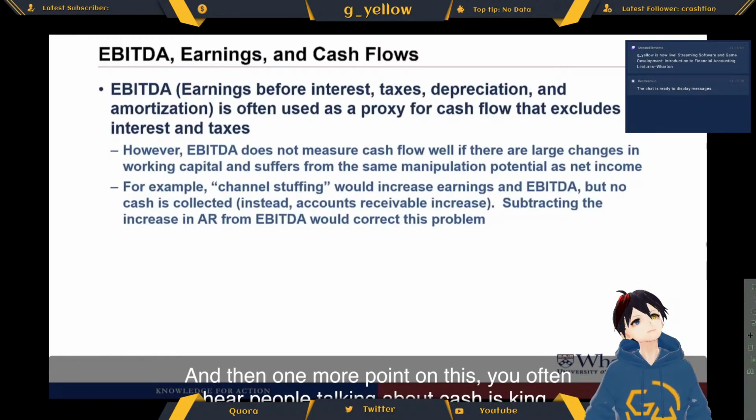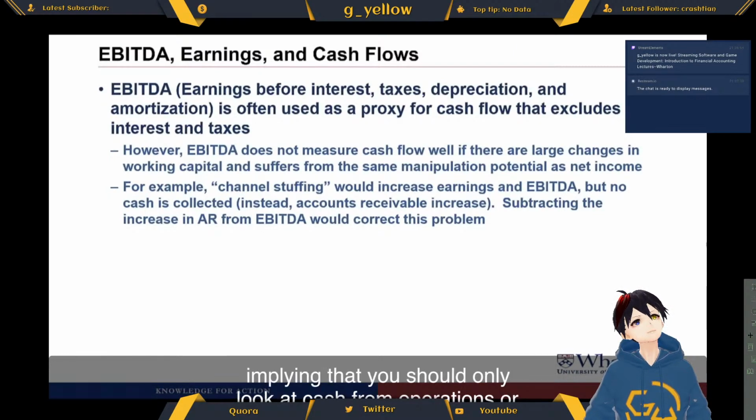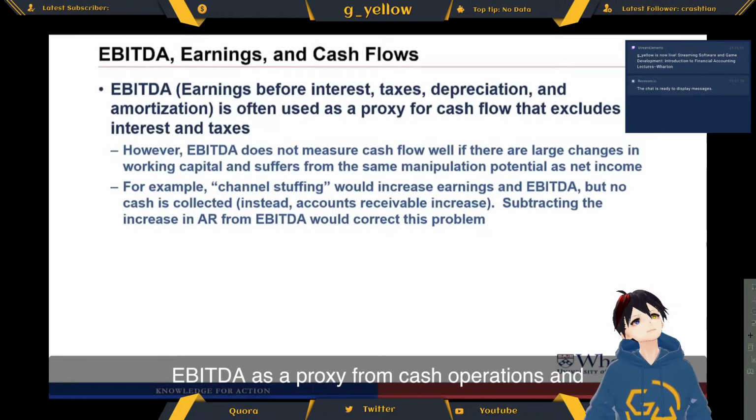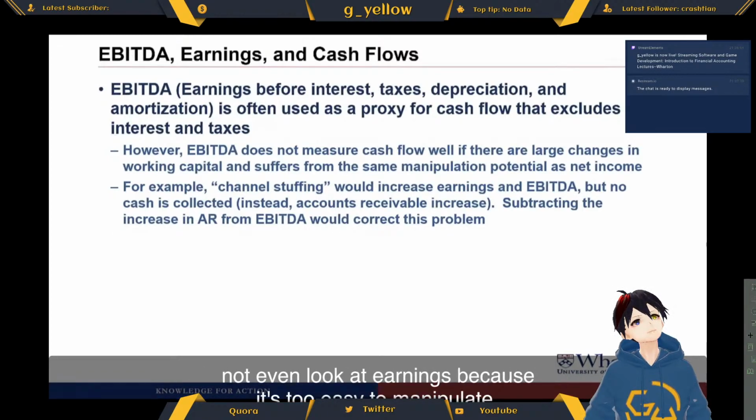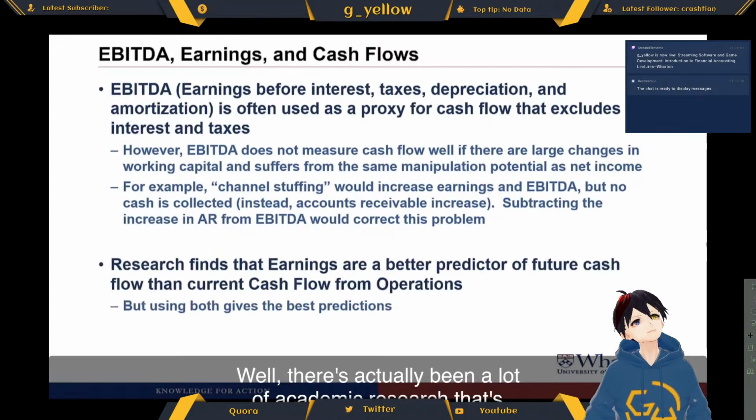You often hear people talking about cash is king, implying that you should only look at cash from operations or EBITDA as a proxy for cash from operations, and not even look at earnings because it's too easy to manipulate. Well, there's actually been a lot of academic research that's looked at this question of earnings versus cash flow, and it finds that earnings are a better predictor of future cash flows than current cash flow from operations. The reason is that earnings is trying to measure the creation of value. It's trying to answer the question, are you able to price your product or service high enough to cover all the costs of doing business?